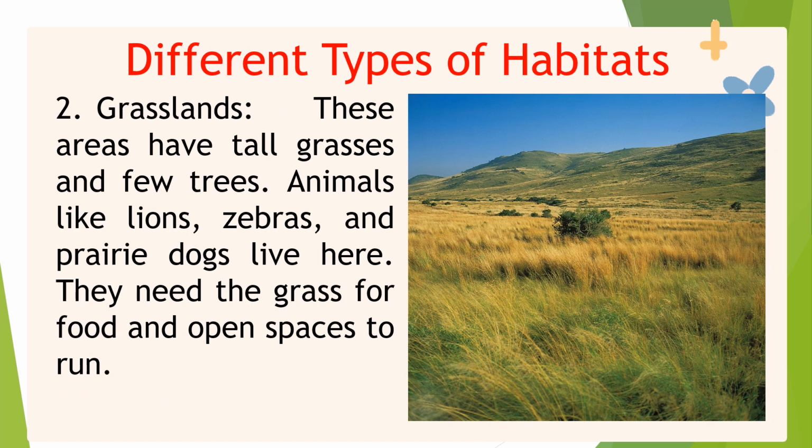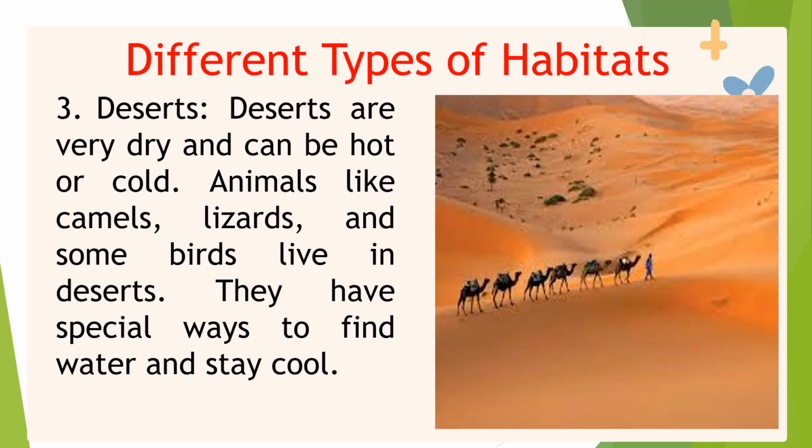Another type of habitat, grasslands. These areas have tall grasses and few trees. Animals like lions, zebras, and prairie dogs live here. They need the grass for food and open spaces to run.